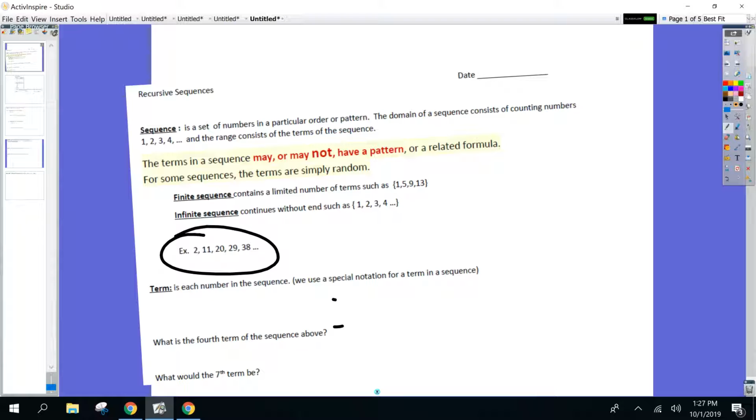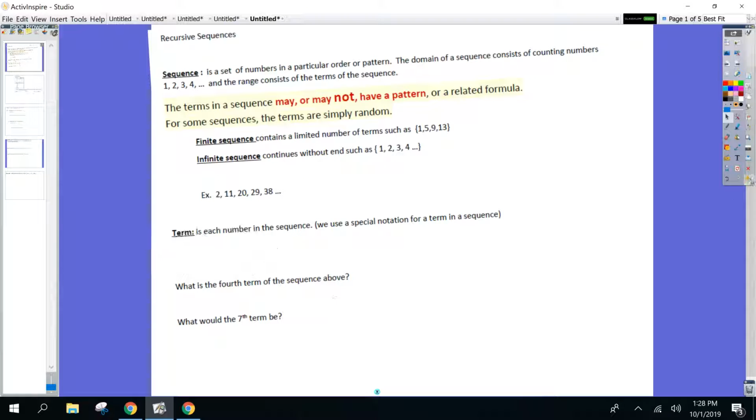What is the fourth term of my sequence up here? Everyone can tell me it's 29, right? But how do you write it? How can I write that it's 29? You're going to now see an A with a subscript of 4. That represents my fourth term in the sequence, and you're going to set it equal to the fourth term in the sequence. So A with a subscript of 4 equals 29.